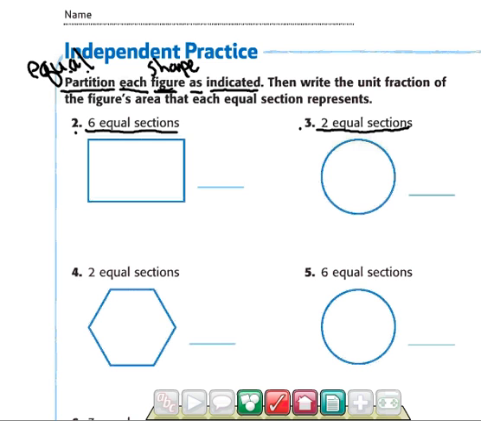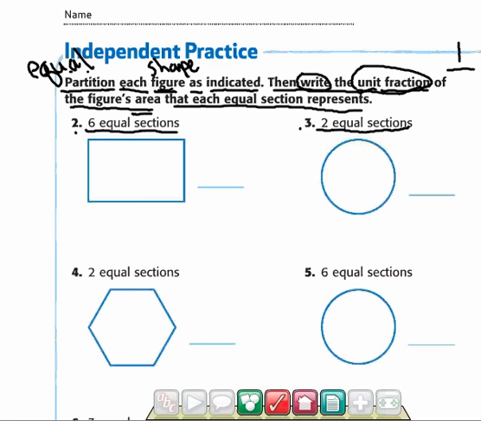Then, this is the second part. This is a two-part problem. We're going to write the unit fraction of the figure's area that each equal section represents. Again, there's a big mouthful there. But what we need to look at is that we're going to be writing a unit fraction. Remember, a unit fraction is a number 1 over a denominator, like 2 for 1/2, or 4. Okay?